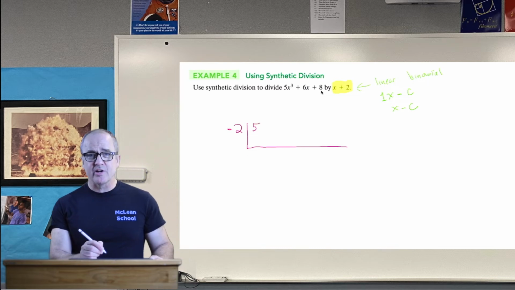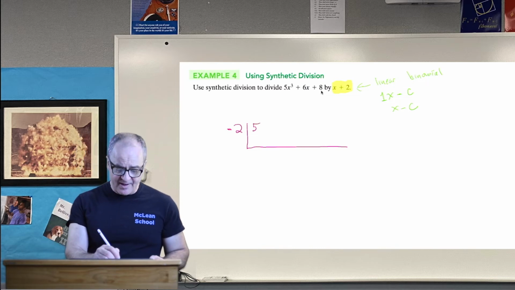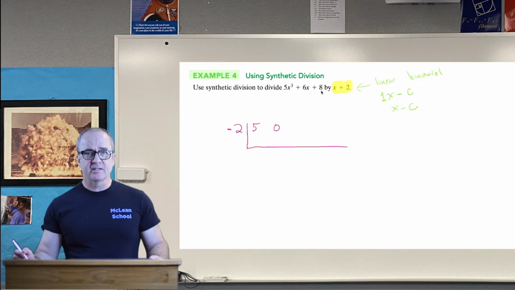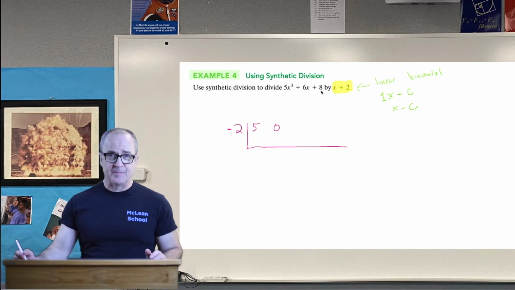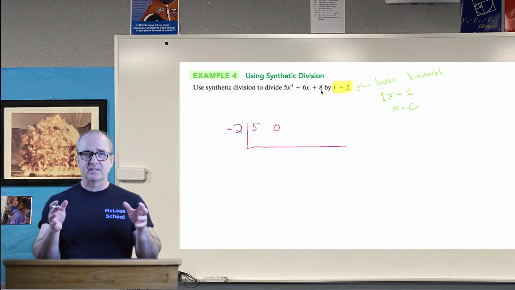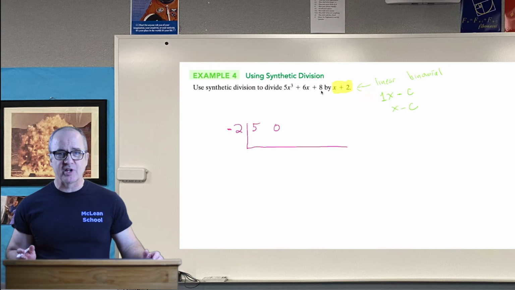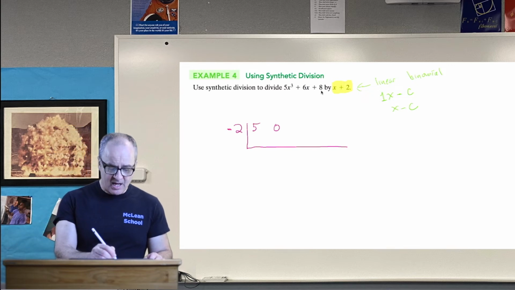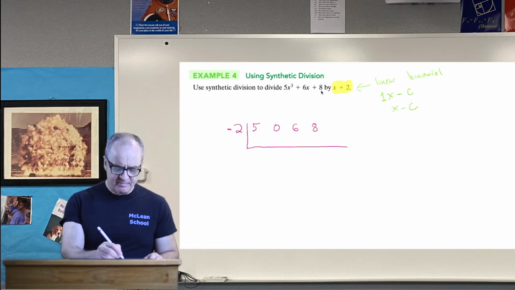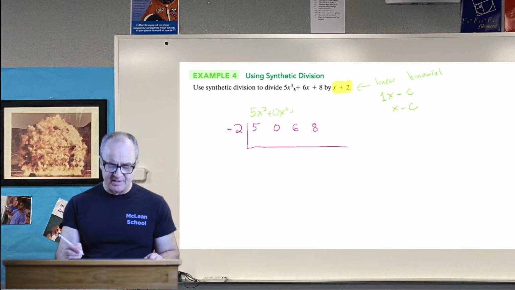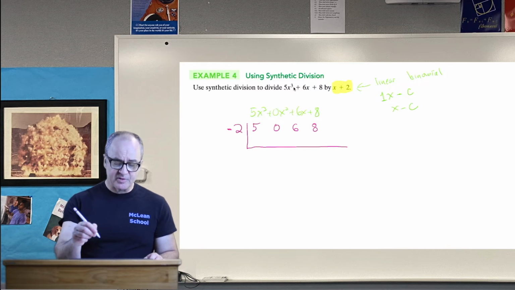Oh, there's no x squared here again. We're skipping that one. So I have to put a 0 there, to hold the place. It's a placeholder. These are like integers. This is literally why the Hindus invented 0 thousands of years ago, just for this purpose. I can go ahead and put a 6 for the 6x, put the 8 there, and this is to represent 5x cubed plus 0x squared plus 6x plus 8. Okay, have to put the 0 there.